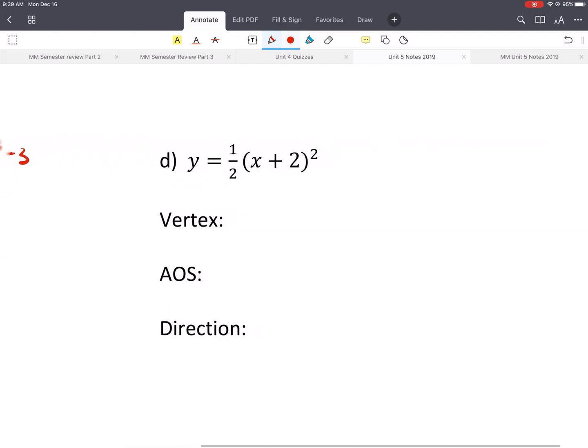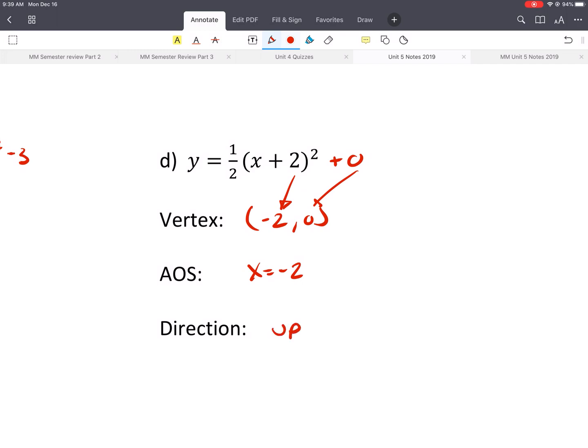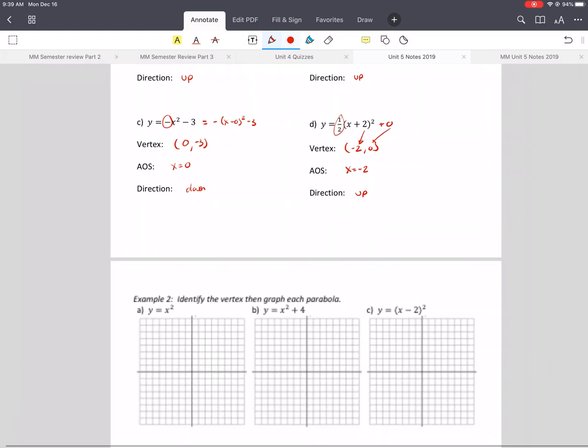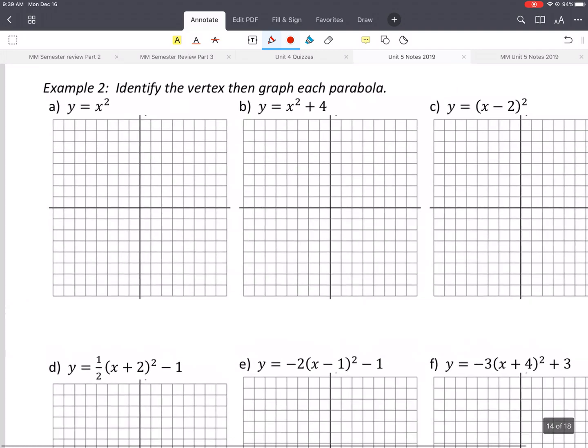And then D, similar. If we're missing something, it's always going to be 0. We could write it as plus 0. Our vertex would be negative 2, 0. And then axis of symmetry would be negative 2. Direction of opening would be up, concave up, because a is positive 1/2.